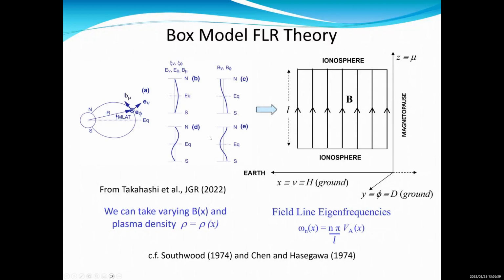In a dipole field, the wave equations are a little bit more complex. One approximation of this is to straighten out the field lines and have this so-called box model. You have to imagine that the ionospheres are here and here, at the top and the bottom. As you move out towards this is the magnetopause boundary. This would be the earthward boundary of the system, and L would be the length of the magnetic field line. So the magnetic field is straight, but it can vary with the radial coordinate, which is X in this schematic, and along the field line is Z.